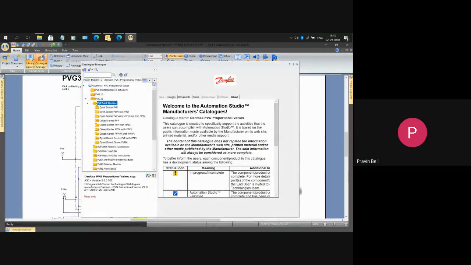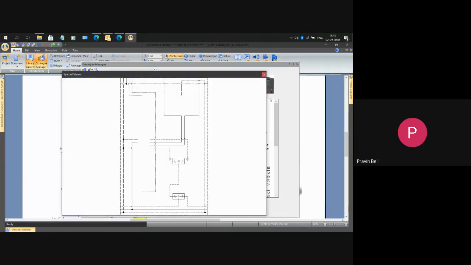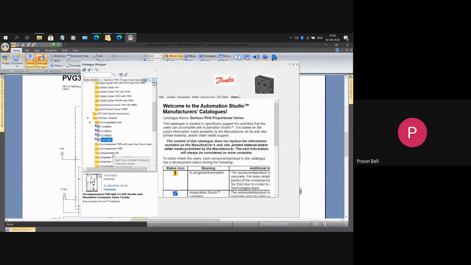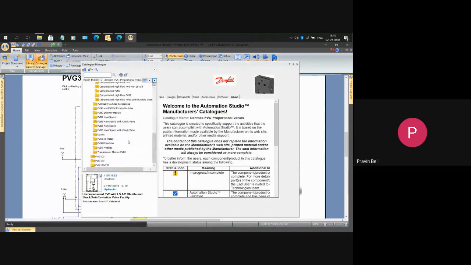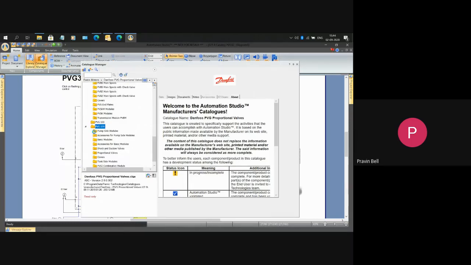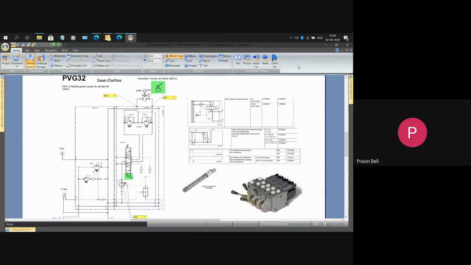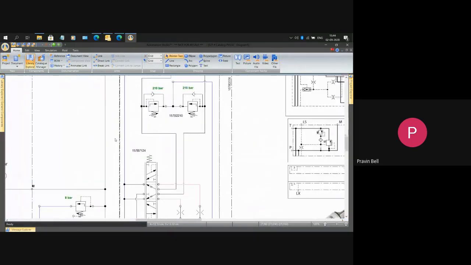So if you go here, you have this entire list of catalog components available here. All you have to do is plug and play with these components. For example, there are valves here, proportional valves, pump side modules, then basic modules here. All these can be plugged into each other, and you can directly build circuits like this.